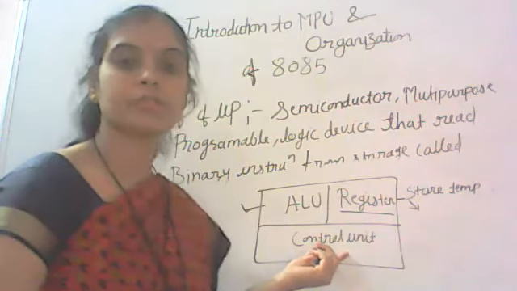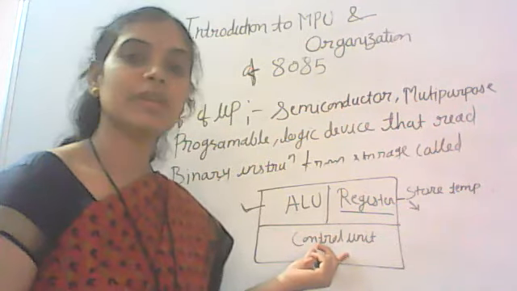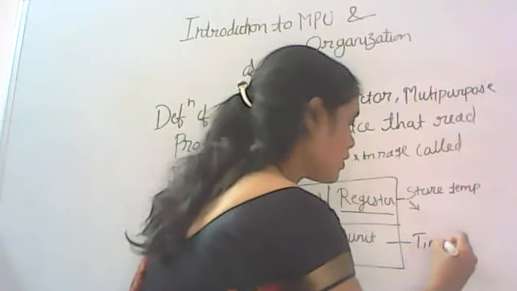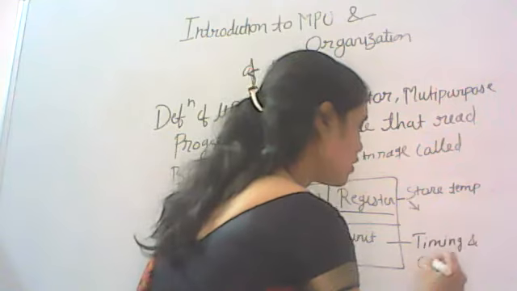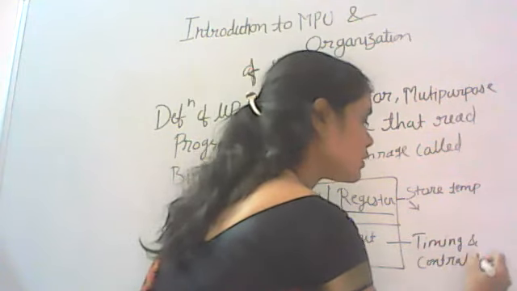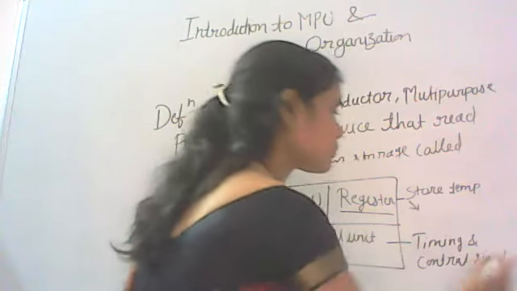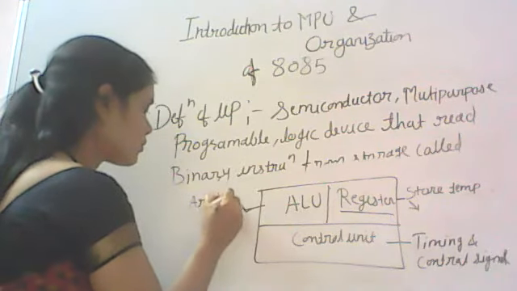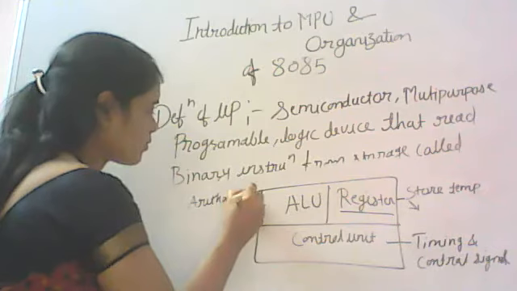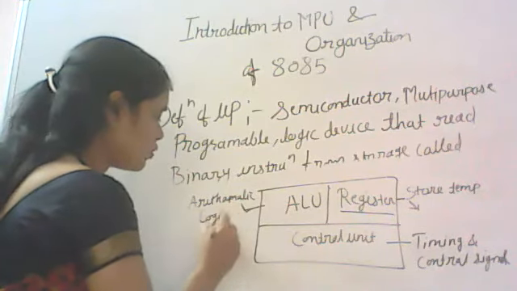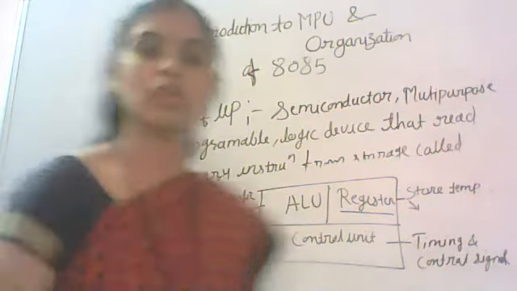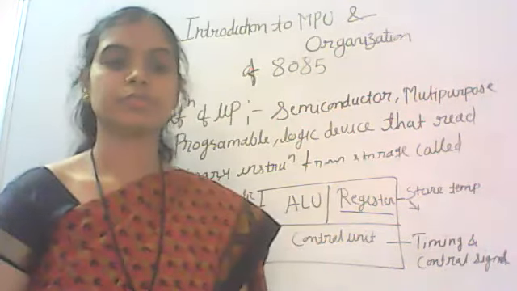Control unit provides timing and control signals. And ALU is an arithmetic logic unit. It performs arithmetical and logical operations.